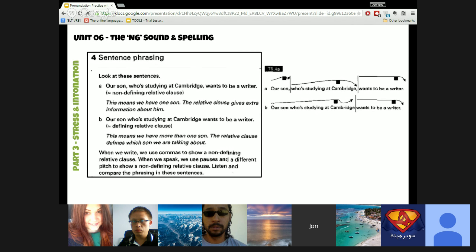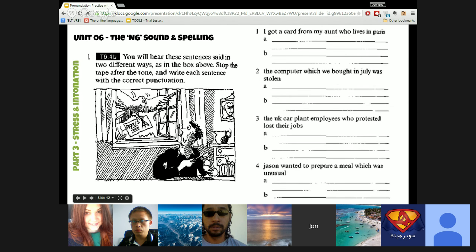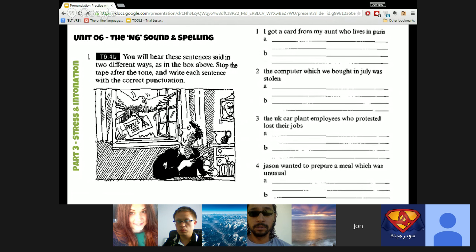Wow. I think you're getting the idea here. Now, just remember, sentence A means that there's only one thing. Sentence B means there's many, and you're picking one detail out of the many. So sentence A and B have a different meaning. Okay, let's see if we can wrap our heads around this idea. You're going to hear these sentences said in two different ways. The sentences you see on the right side.